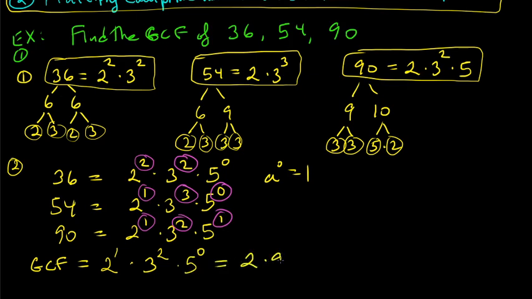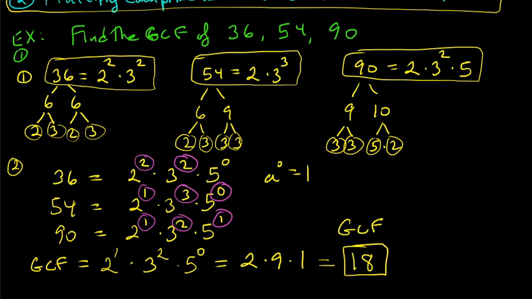This is 2 times 9 times 1, right? This is not 5 to the 1, it's 5 to the 0. There we go. 2 times 9 times 1 is 18. So 18 is the greatest common factor. Right? So that's how this works.